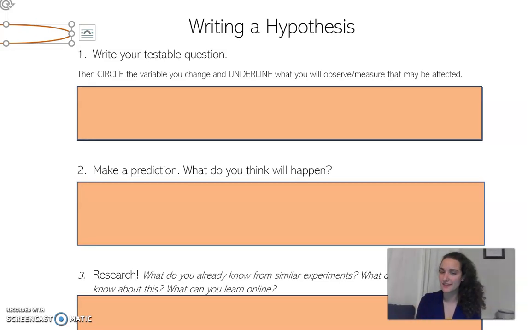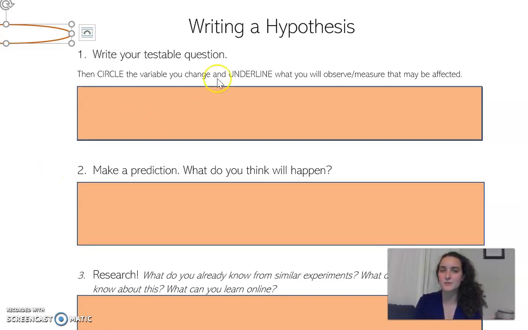We already learned how to make testable questions, and we already recall that a testable question has to have a variable that you change on purpose, and it also has to have a variable that you observe or measure to see if it was affected by the change that you made.